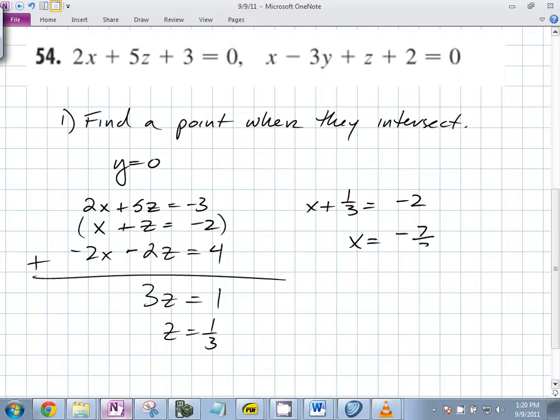Yes, you're absolutely right. So we have x and z. So we have, here's our intersection point so far. Negative 7/3, comma something, comma 1/3. Oh, 0. We picked y equals 0. So do we have a point? Yes. We have a point. Absolutely.